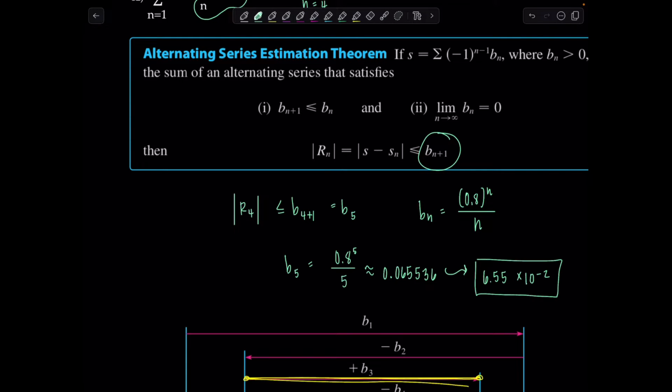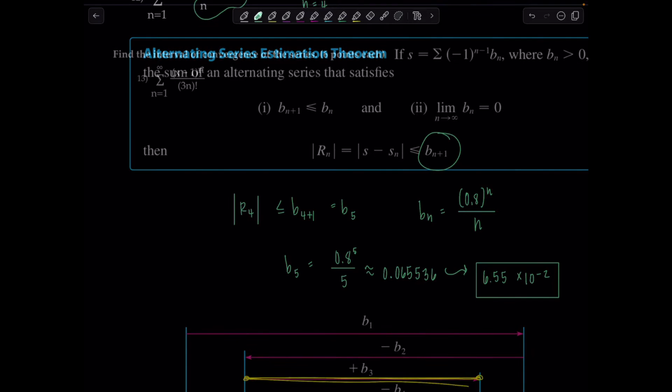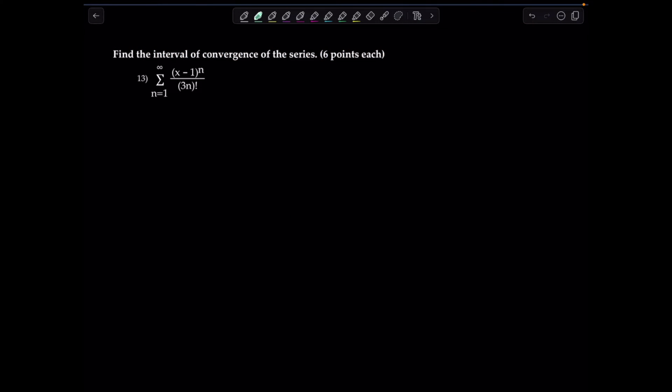And that's it. So the question sounds a lot more intimidating than it really is. You just need to know the alternating series estimation theorem. All right? Good, let's move on. All right, next question asks us to find the interval of convergence of the series. Anytime you're asked to do this, do the ratio test.